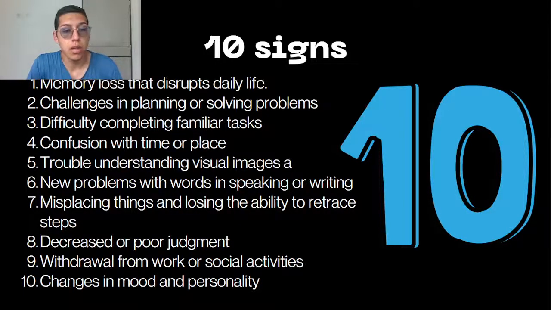The nine, withdrawal from work or social activities. That means isolation. That is because when you start to present these difficulties, to have a conversation, to be in social activities, you start to isolate and get apart from social activities. And the number 10 is change in mood and personality. And this is because Alzheimer's is also related with other mental disorders, for example, bipolar behaviors.